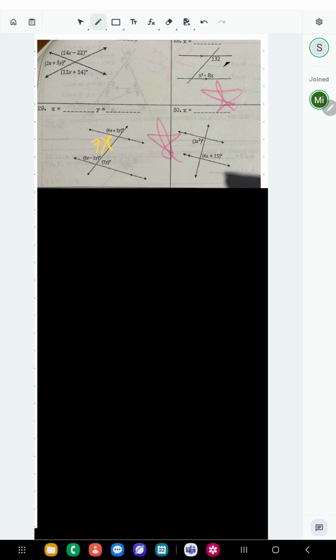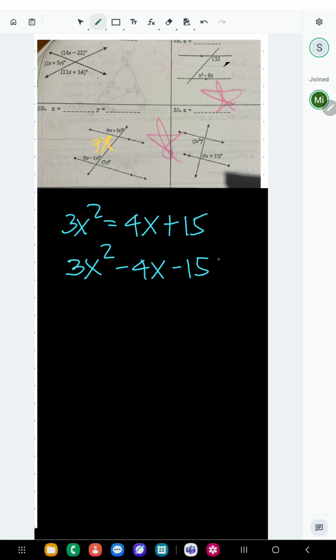Okay, it's also indicated that the two lines are parallel and cut by a transversal. So that means 3x squared. What is the relationship between these two angles? Yes, you're right. So that is 3x squared equals 4x plus 5. But it seems here that we're going to have a quadratic equation. So we move everything to the left. This would become 3x squared minus 4x minus 15 equals 0.